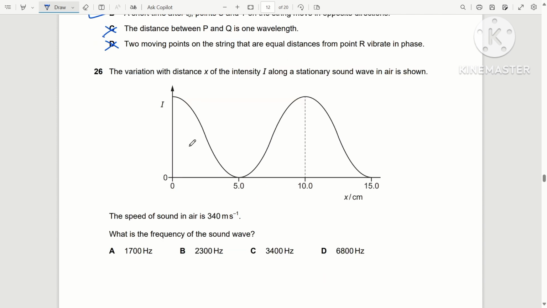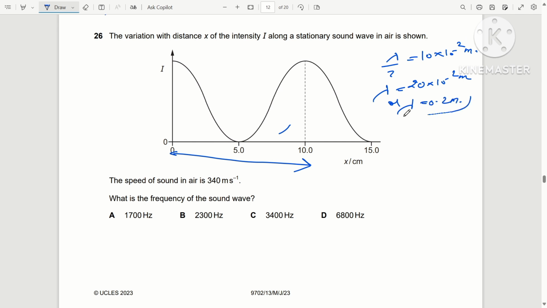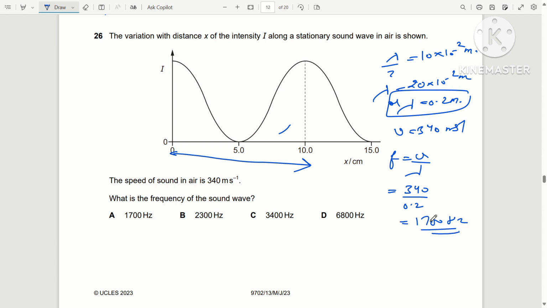26. The variation with the distance x of the intensity I along a stationary sound wave is given. Frequency you have to find. So we can see here this is half of the wavelength, lambda by 2 is given 10 centimeter. So 10 into 10 raised to power minus 2 meter. Lambda is 20 into 10 raised to power minus 2 meter, or lambda is equal to 0.2 meter. Speed is given 340 meter per second, and we know that frequency is equal to speed by lambda, that is 340 by 0.2, it will be equal to 1700 hertz. Option A is correct.